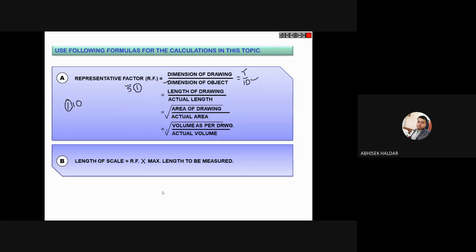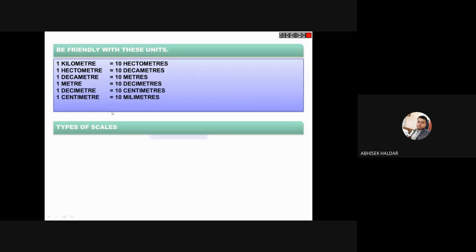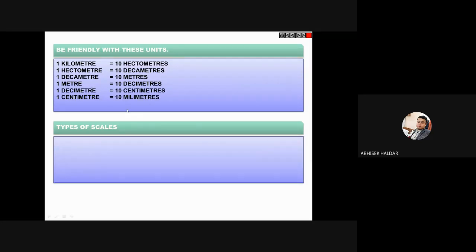Now, before going to a problem directly, I should show you the units. All of you know this, still have a look. I'm not reading this out because all of you should be familiar with these units, because we'll play with different units in this chapter. Starting from kilometer up to millimeter, you can see the conversion.